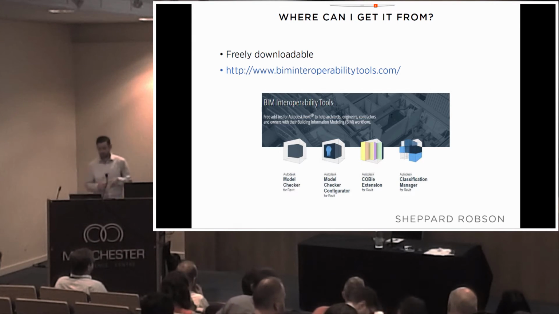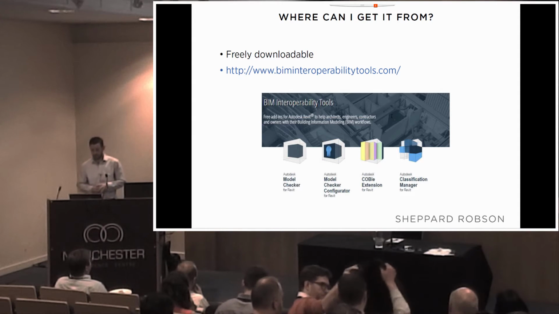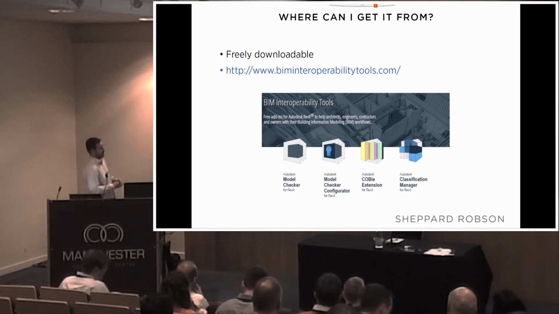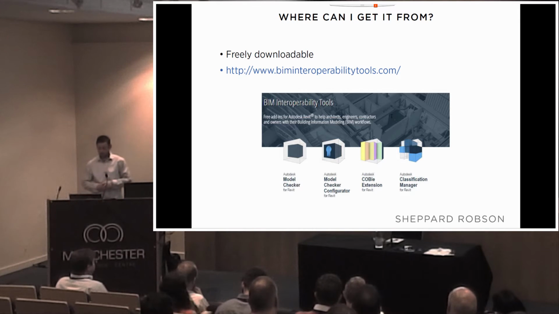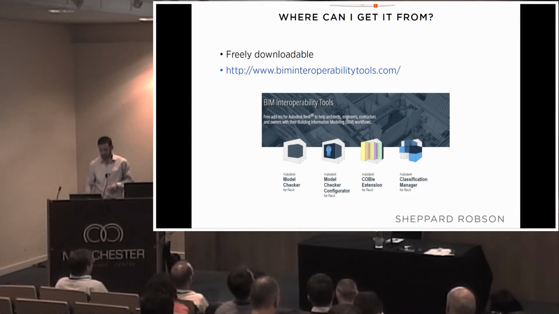So there's some confusion across the branding and the support and bits and pieces like that. But essentially, if you go to this website, you'll see these 4 tools. The model checker. The model checker has been greatly enhanced with the introduction of the model checker configurator. There's the COBie extension, and what I'm talking about today, the classification manager.